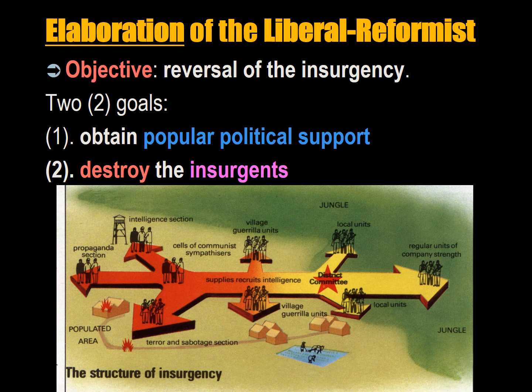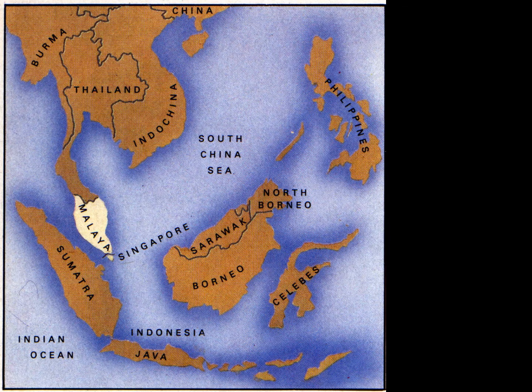The case we are going to look at is the British in the Malaya insurgency in the 1950s and 1960s. Here you can see the insurgent cell structure of the communist insurgents in Malaya. You can see how they recruit intelligence, they hire village guerrilla units, local units, regular units of company strength. They have cells of communist sympathizers, they have a propaganda section, and a terror and sabotage section. So this is the location of Malaya, including Singapore, in Southeast Asia.